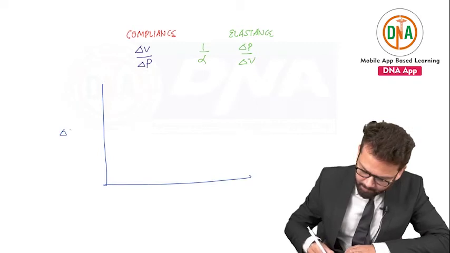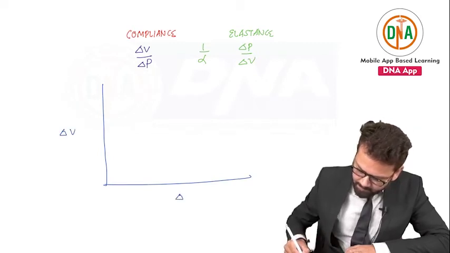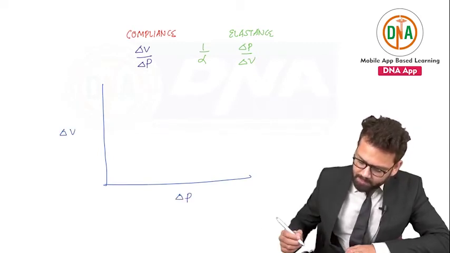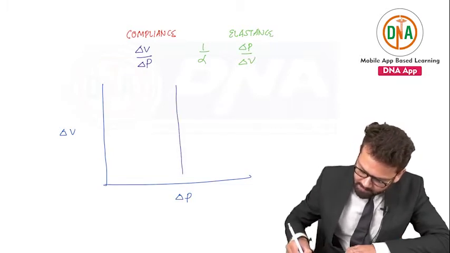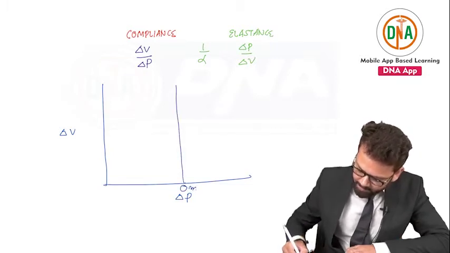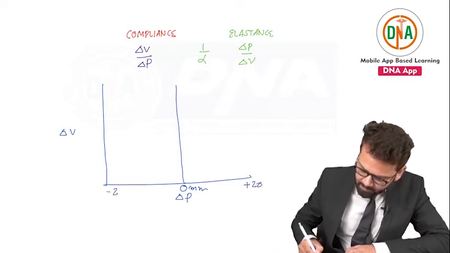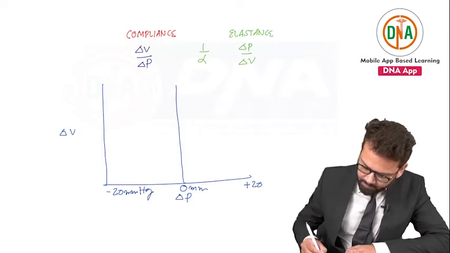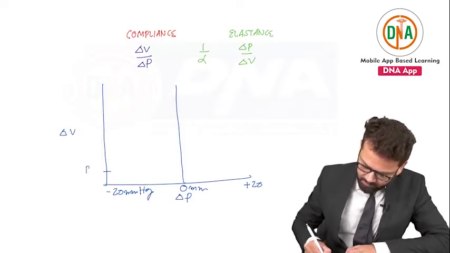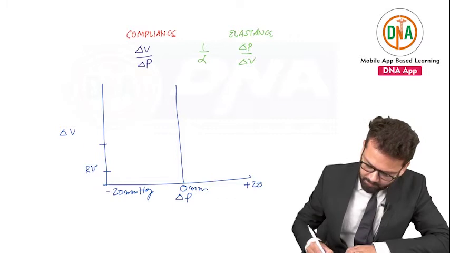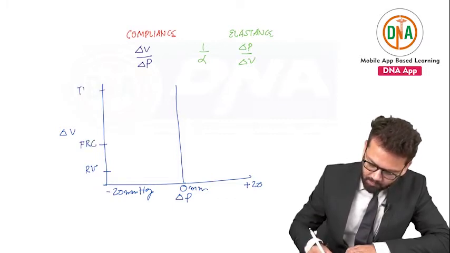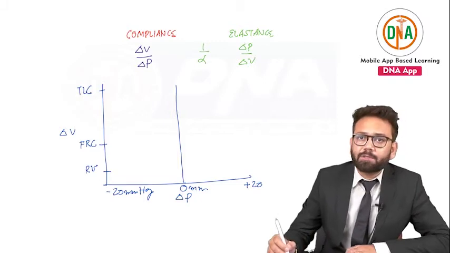Delta V by delta P is called compliance. This axis is 0 mm Hg, plus 20 mm Hg, minus 20 mm Hg. This is residual volume, functional residual capacity, total lung capacity.